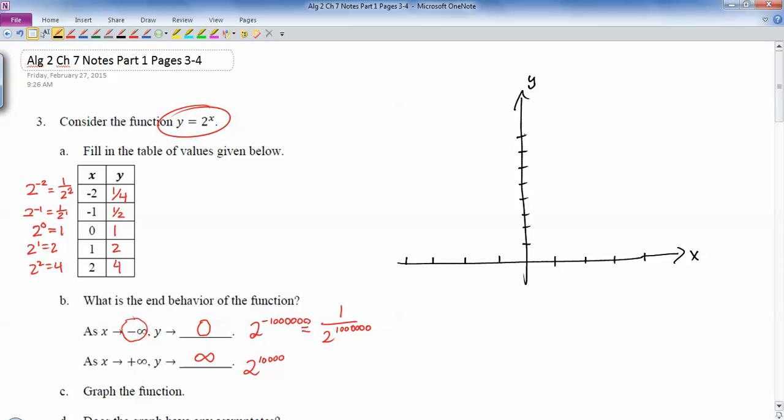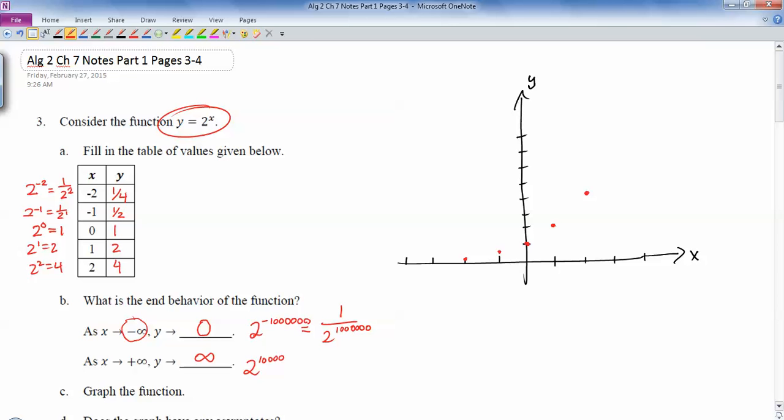Okay, so let's plot our points. We've got -2, 1/4, which is pretty low. And then -1, 1/2 would be about here. 0, 1 is right on the axis there. 1, 2 would be about here. And 2, 4 would be about here.